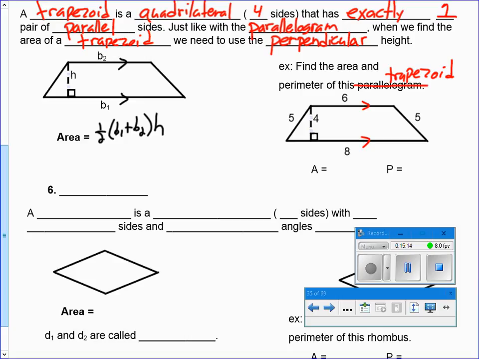Which means we have the one pair of parallel sides, those bases, and again we can see which those are by looking at the picture. The 6 and the 8 are the two bases. So to find the area, I'm using this perpendicular height 4, so it's going to be 1/2, add the two bases, that's 8 plus 6 times 4. So 1/2, 8 and 6 would be 14 times 4, and then multiply those out. Half of 14 is 7, 7 times 4 is 28.